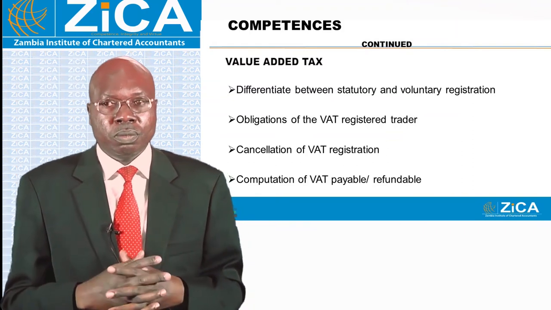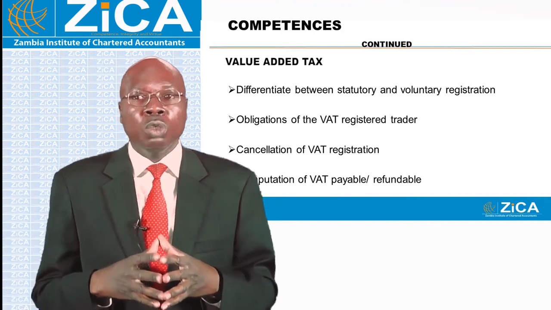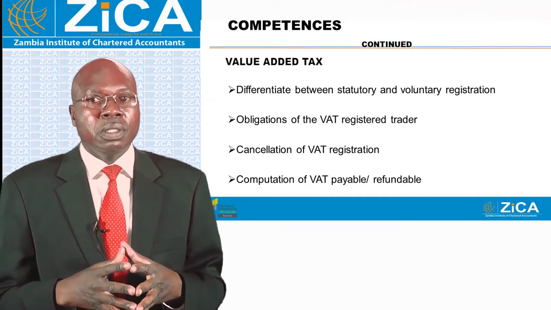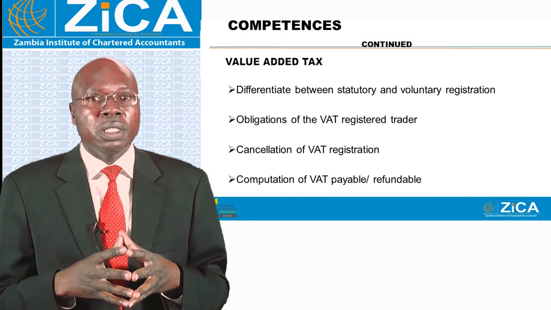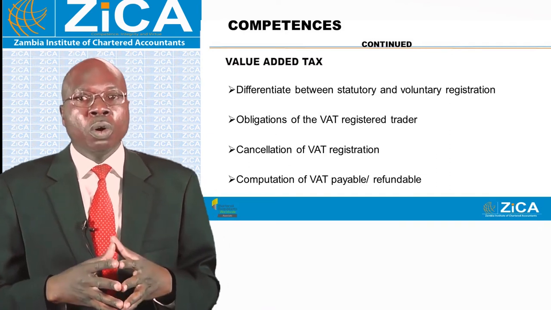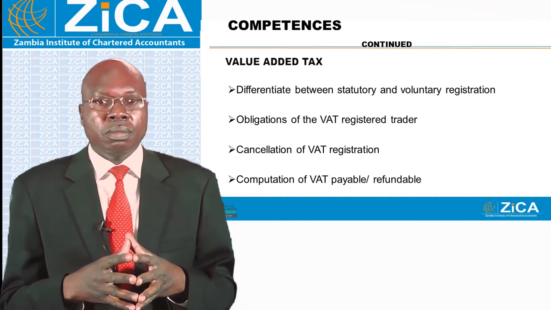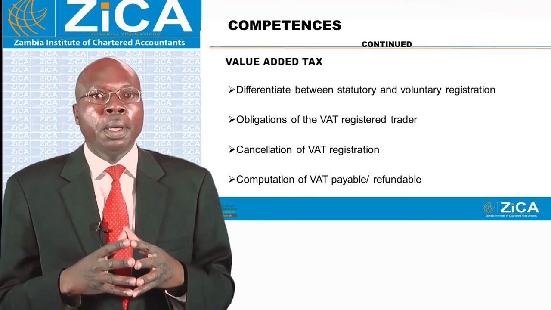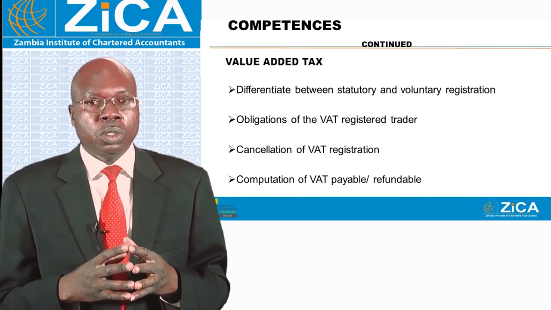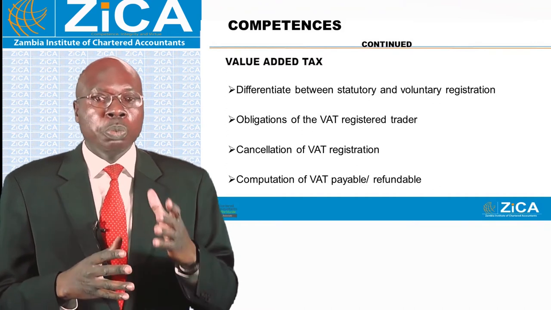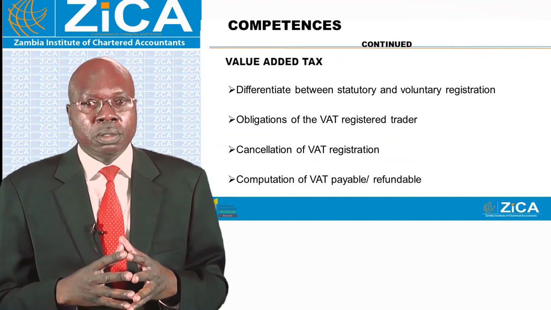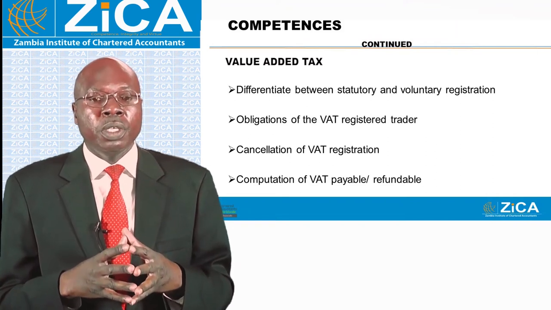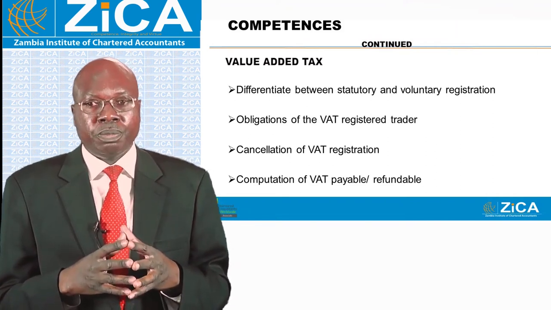But this is very simple. All one needs to do is to account for output tax, and output tax is tax on sales. And also account for input tax, and the input tax is tax on purchases. So the difference between the output tax and the input tax is the amount of VAT payable to Zambia Revenue Authority, ZRA.